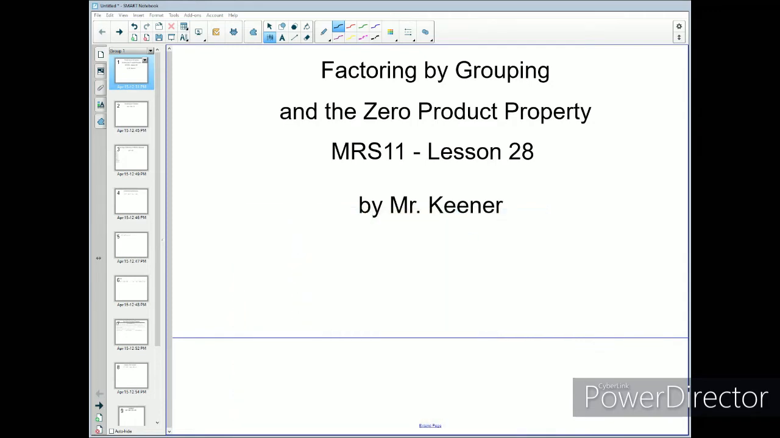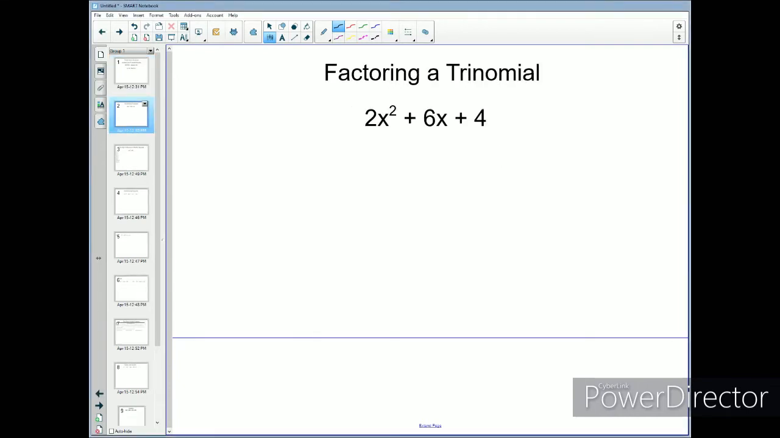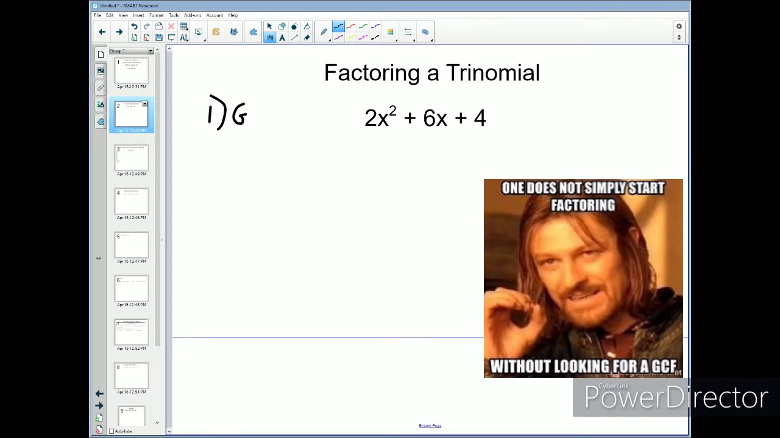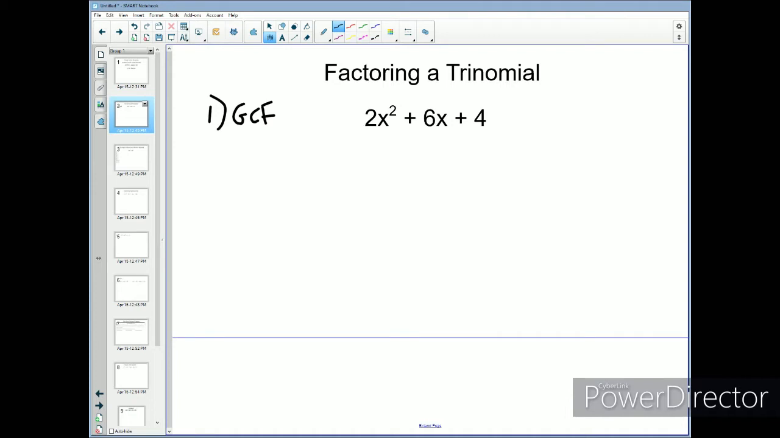Okay, so we've learned a lot about factoring over the past couple of years. You probably remember how to factor a trinomial. If not, let's go over it real quick. Remember that when you're factoring, you always want to go ahead and factor out the GCF first. So let's look at this one. We've got 2x squared, 6x, and 4. All of these have a common factor of 2. So let's divide them all by 2 and rewrite it. 2 times x squared plus 3x plus 2.